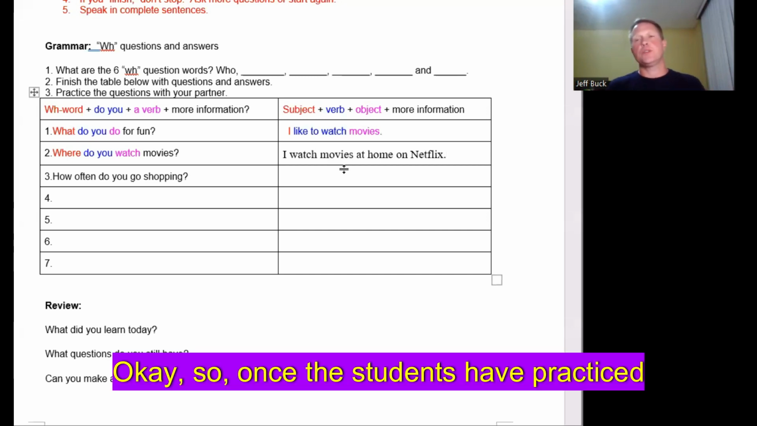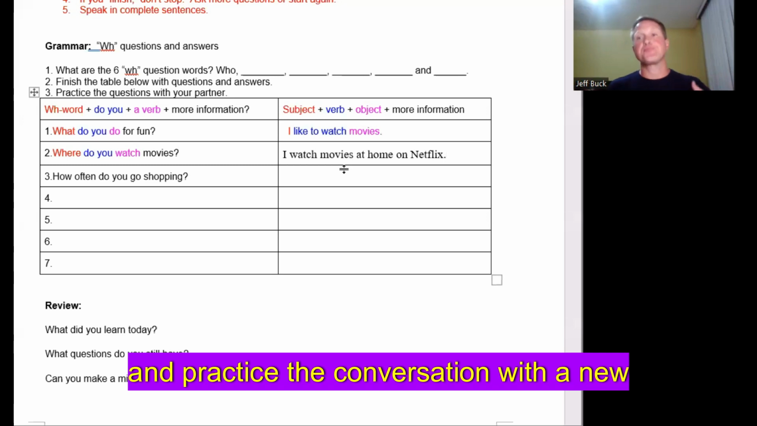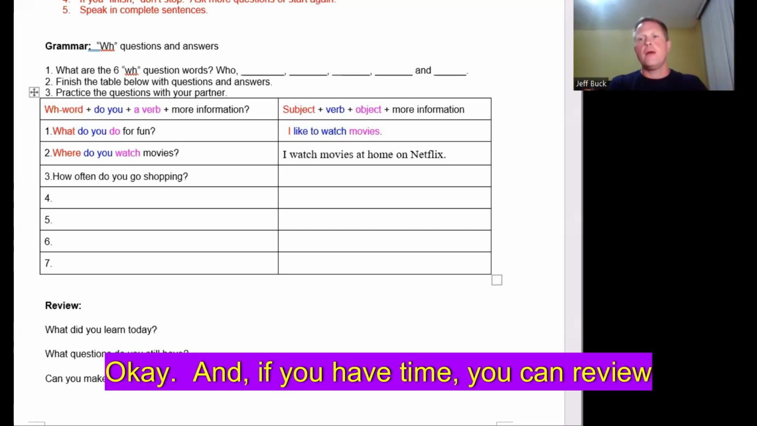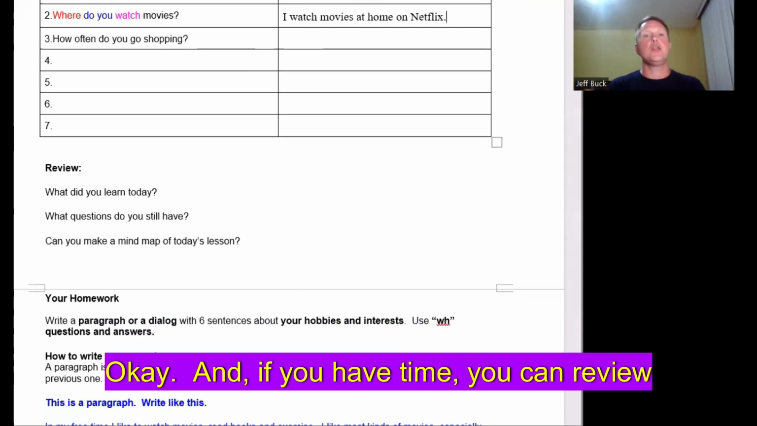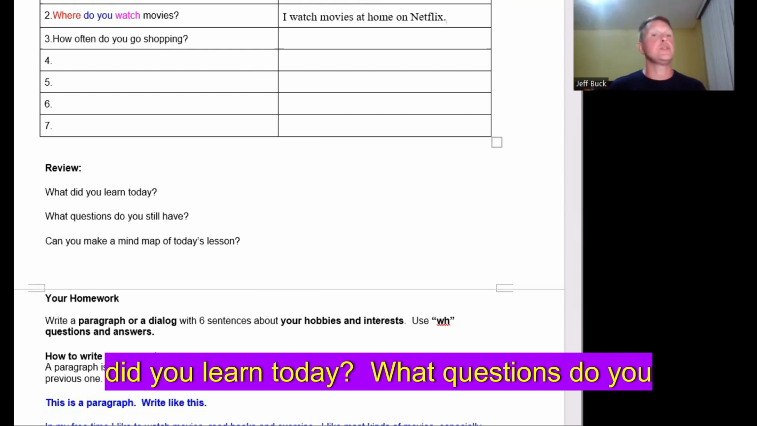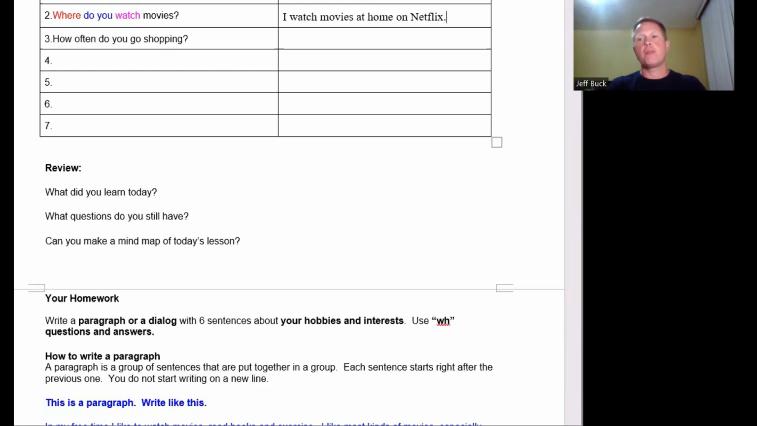Okay. So once the students have practiced that, they can go back and practice the conversation with a new partner and try to use better grammar. Okay. And if you have time, you can review this with your students or on your own. What did you learn today? What questions do you still have? Can you make a mind map, etc.?